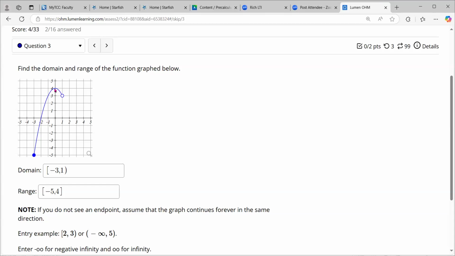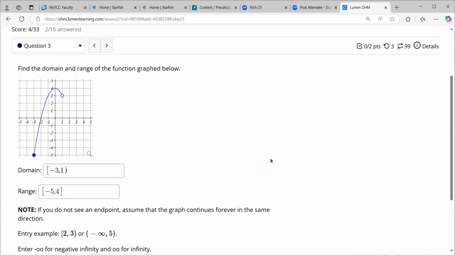So I'm pointing at that dot. That point has coordinates (0, 4). Do you agree that point is on the curve? Yes. So the y value, which is 4, is in the range. That's the reason we use a bracket.